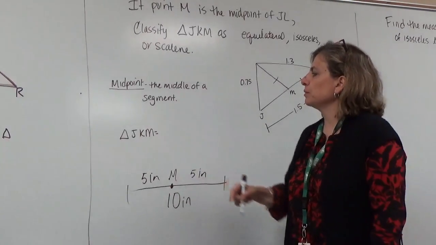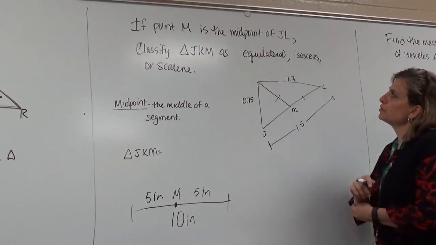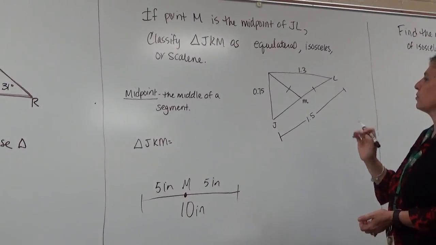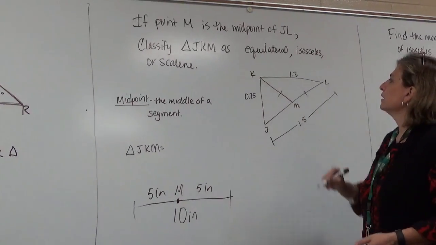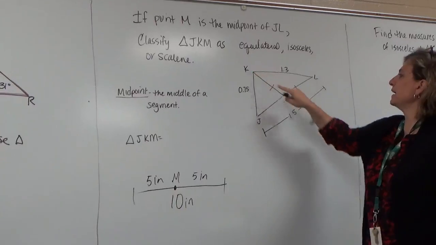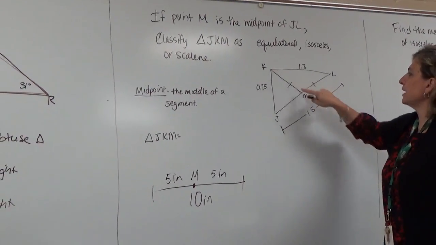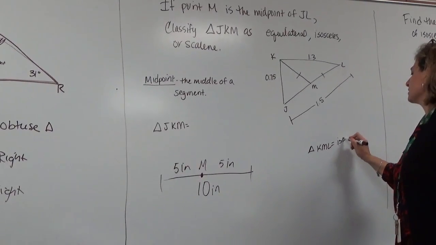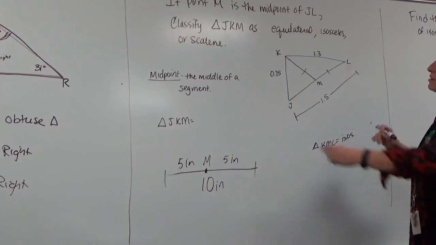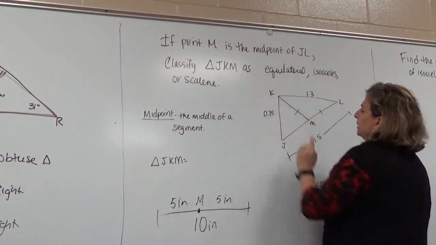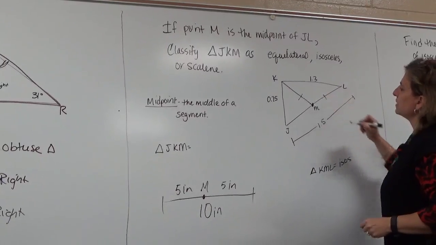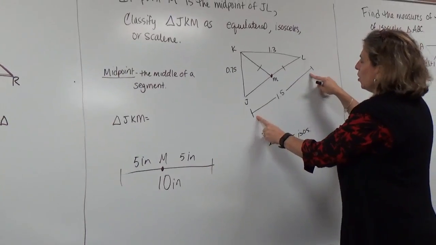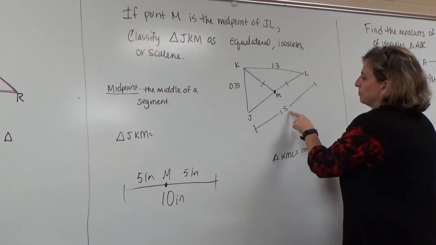Okay, so we want to find out what JKM is. What kind of triangle is JKM? Is it equilateral, isosceles, or scalene? I think I forgot to put the K here. Well, I know that KML has 2 equal sides, so I know that KML is isosceles. I'm just going to abbreviate it. I also know that in the question it told me M is the midpoint. Well, if this is the middle of the segment, then I can figure out how much each one of these is. This whole thing in the picture tells me it's 1.5.